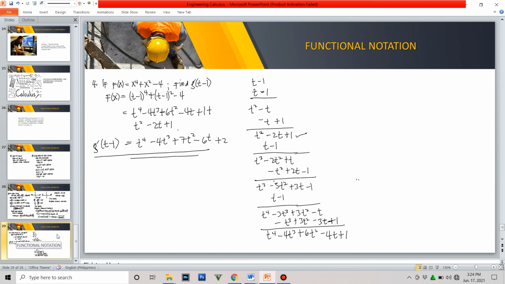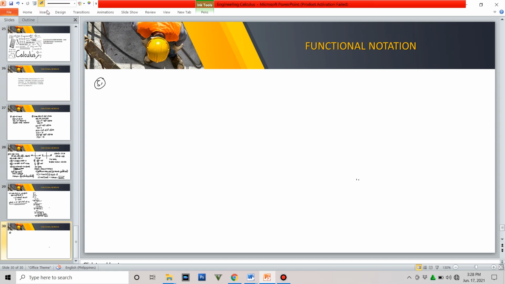So may we have another problem? Okay, so let us solve problem number 5. So problem number 5, if f of x is equal to x cubed minus 3x plus 1, find f of theta plus 1. Okay, so this is a similar concept. You just substitute this function, say theta plus 1, this is cube minus 3 times theta plus 1 plus 1.